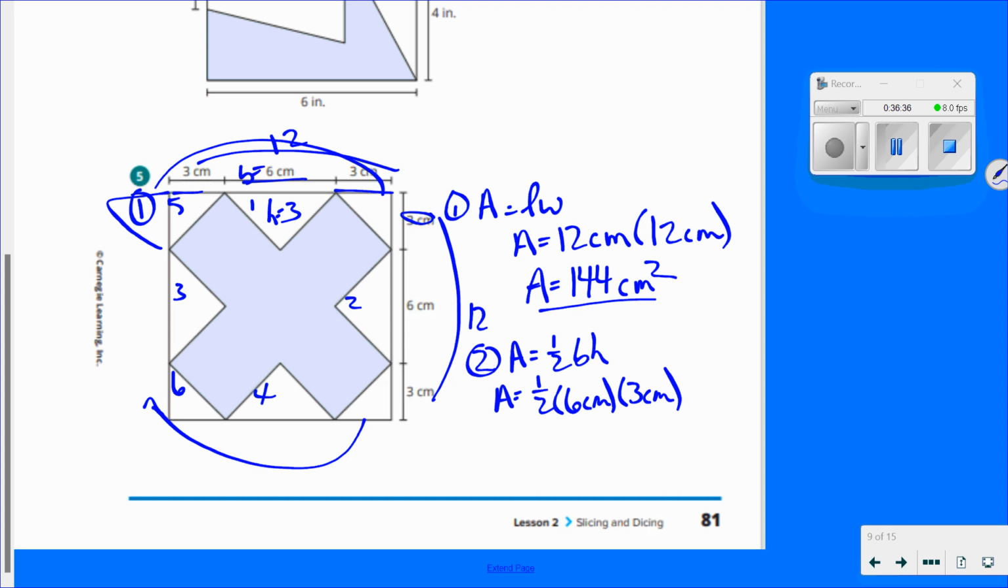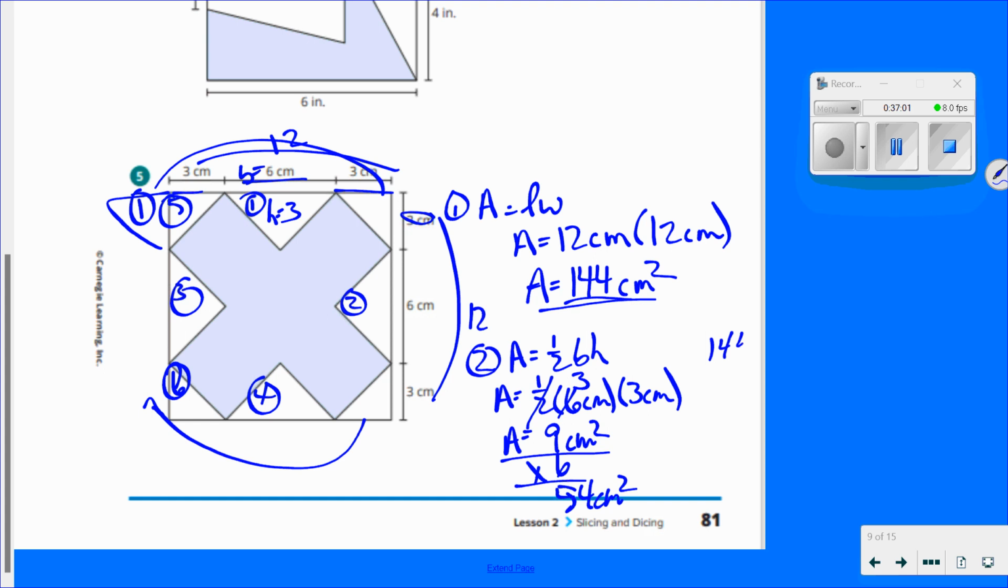And Mr. Moore, remember, do the even one. So I'm going to do 1/2 of 6 is 3. 3 times 3 gives me 9. But that's one triangle. And as we just talked about, we actually have 1, 2, 3, 4, 5, 6 of them. So I'm going to take that times 6 to give me 54 square centimeters. I take that from the overall area, 144, minus the 54 gives me 90. So the shaded area equals 90 square centimeters.